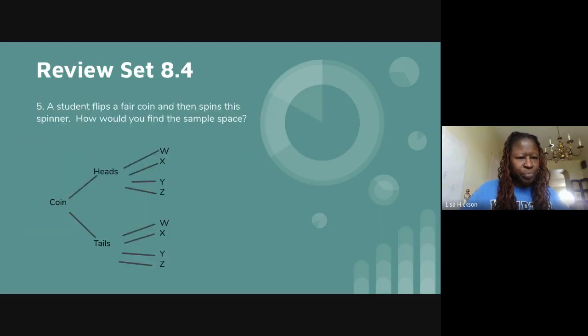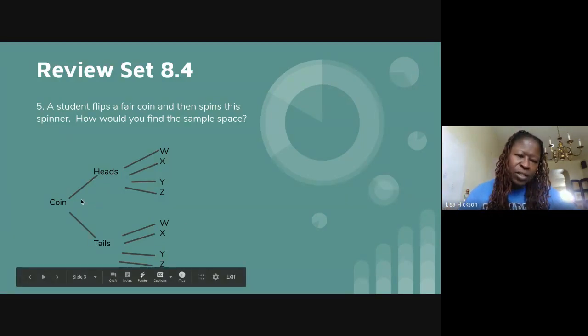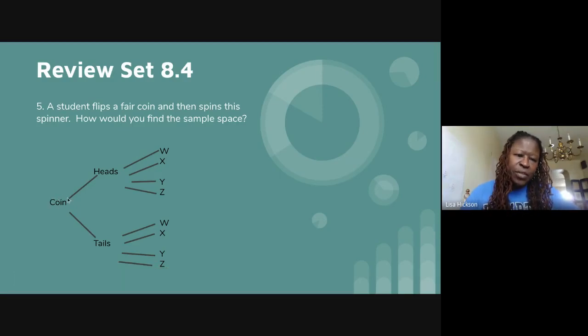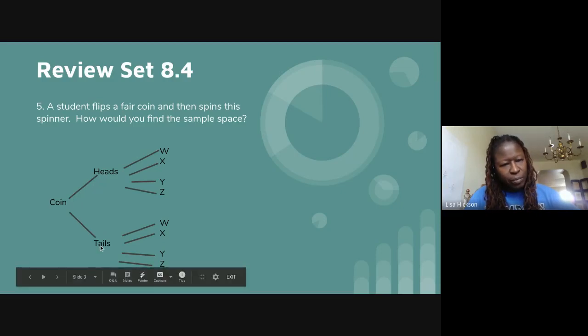All right, so in number 5, again, you could have listed the sample space any way you wanted. What I introduced on the screen is like a tree diagram. And we say tree because these lines serve as our branches, of course. This is one event. The event is flipping a coin. So if you flip a coin, you can either get heads or tails. So that takes care of the coins.